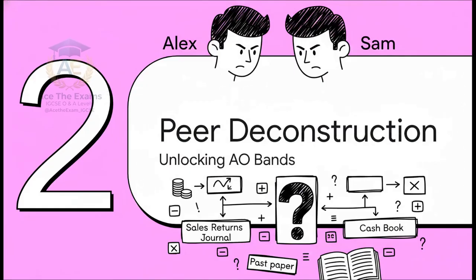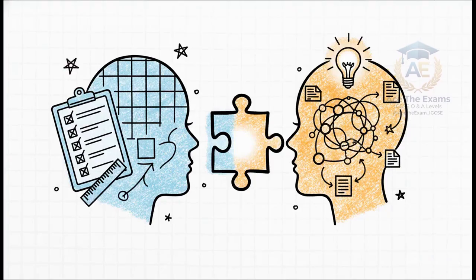Moving on to Section 2, the peer deconstruction debate, unlocking those crucial AO bands. Let's look at how this builds into real-world application by analyzing a classic study scenario involving two scholars from our source material. Let's call them Alex and Sam. Picture them in a digital study suite, sweating over a highly complex, high-tariff past paper problem. We're talking a massive 15-mark question involving a messy, complicated integration of the sales returns journal and the cash book.